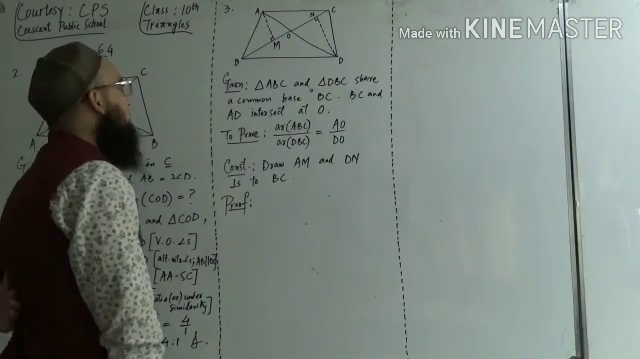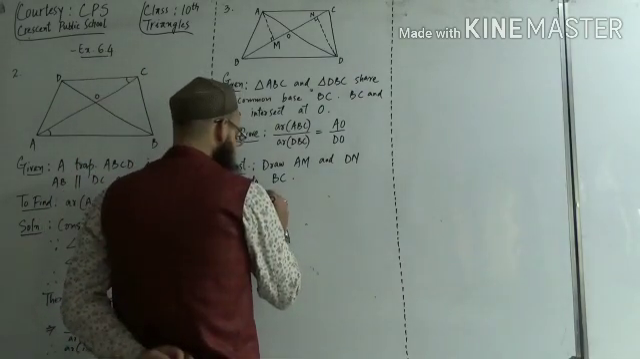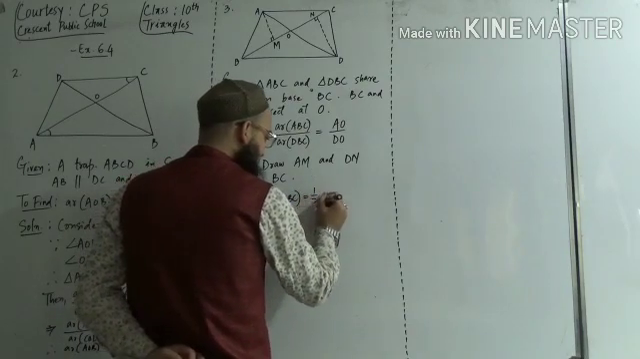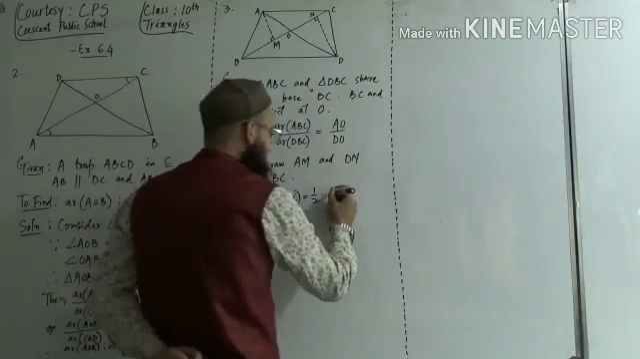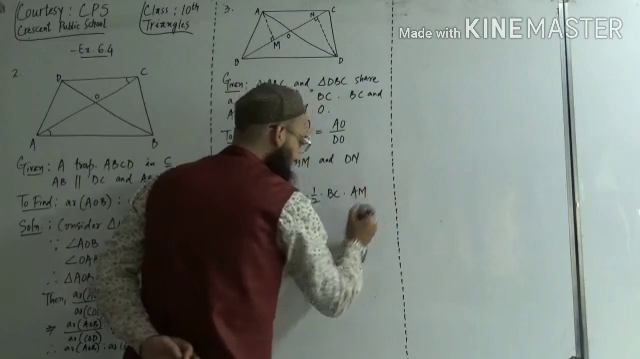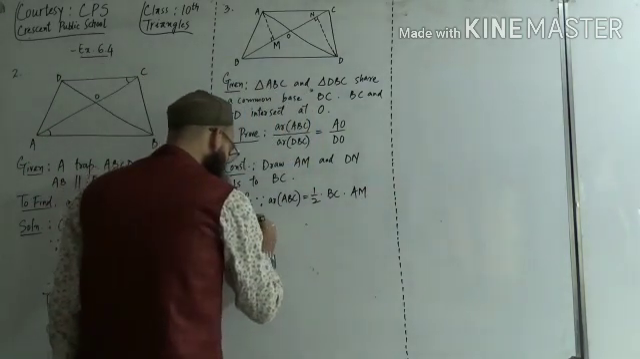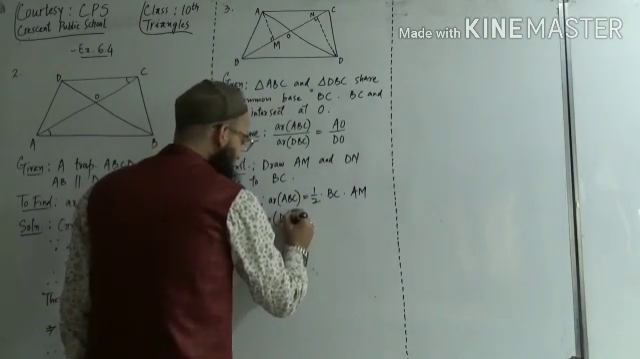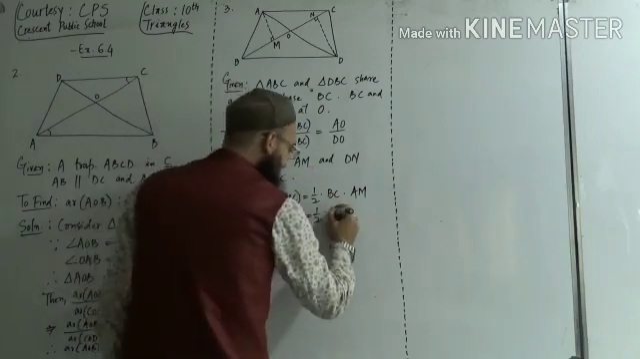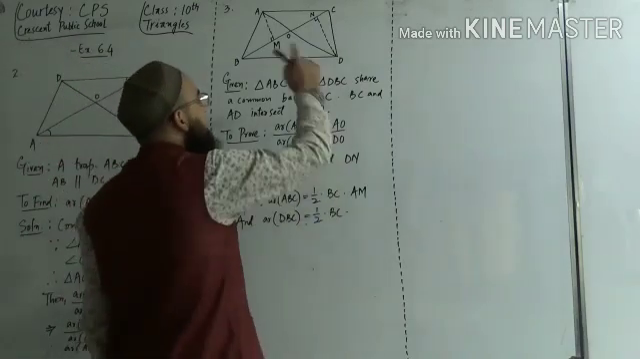Let me find the area of triangle ABC. Area of ABC is nothing but 1 by 2 times base BC times corresponding altitude AM. Got it? This is area of ABC. And area of DBC is nothing but 1 by 2 times same base BC, because we are given that they share a common base, times corresponding altitude DN.